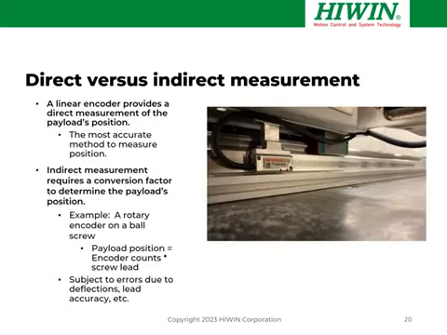Another important concept is how we make our measurement. Is it direct or indirect measurement? In the feedback system of a motion controller, you can provide a type of encoder. A linear encoder is a device that provides a direct measurement of the payload's position. It's the most accurate method to measure position. Why? Because it's measuring directly. You don't have any intervening elements in between that are introducing errors in that measurement.